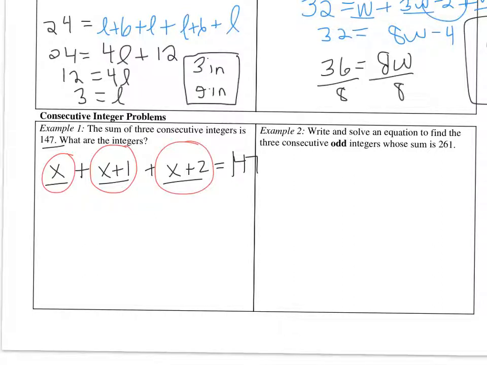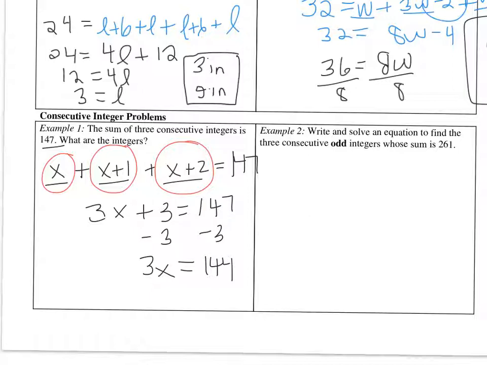This one represents the first integer, this represents the second integer, this represents the third integer. So now I'm going to combine like terms on one side. So I have 3x plus 3 equals 147. And solve for x. Subtract 3. So 3x equals 144. And then 144 divided by 3 is 48. So the first integer is 48. So the next integer is 49, and the next integer after that is 50.